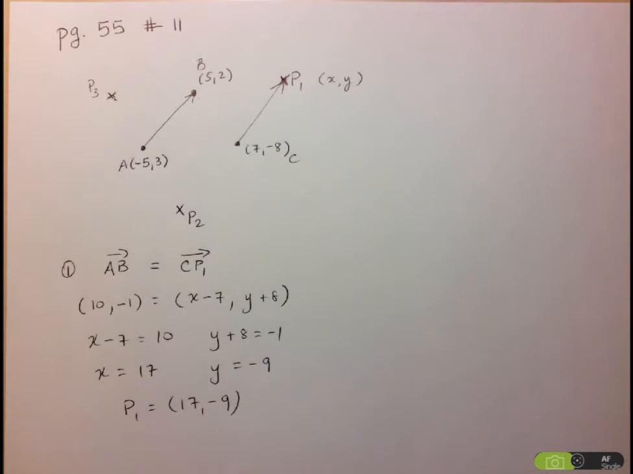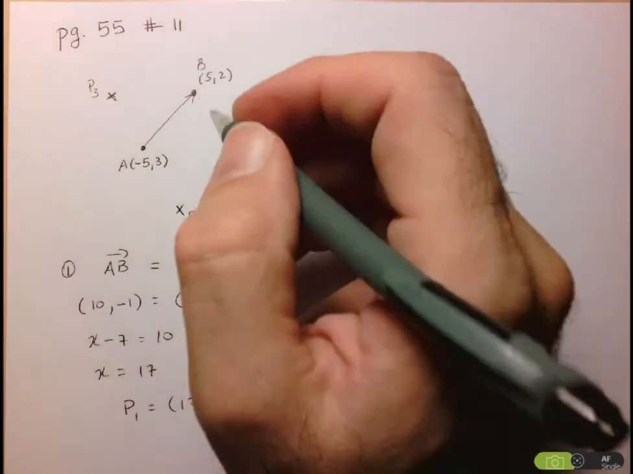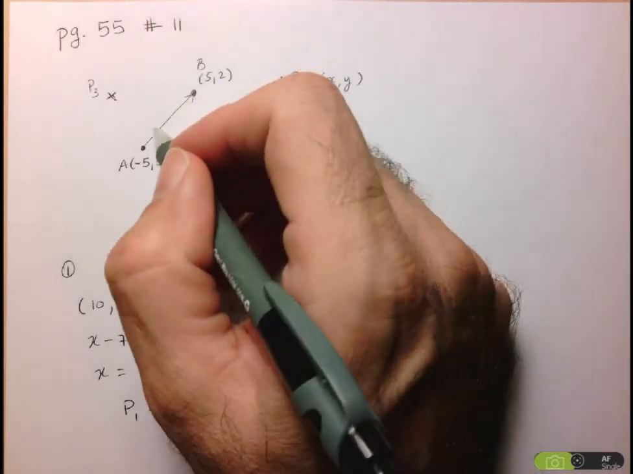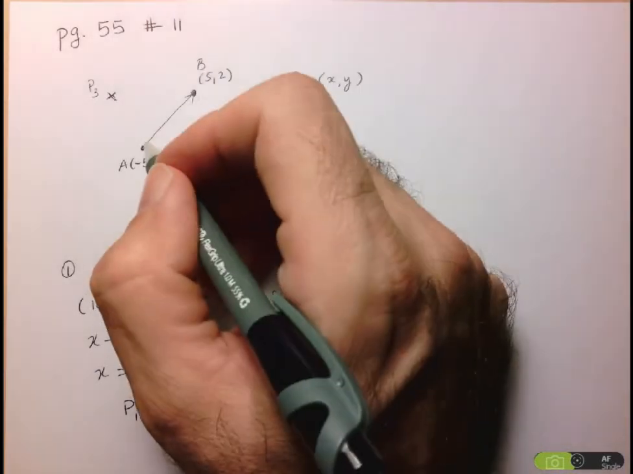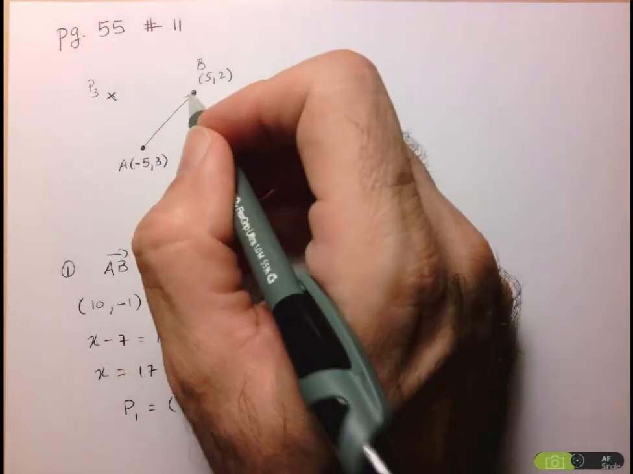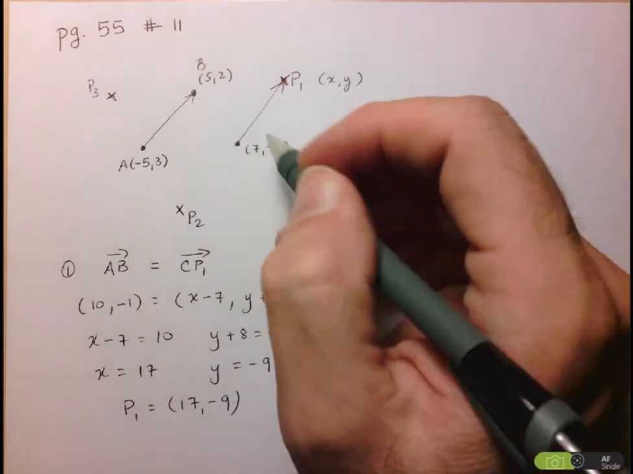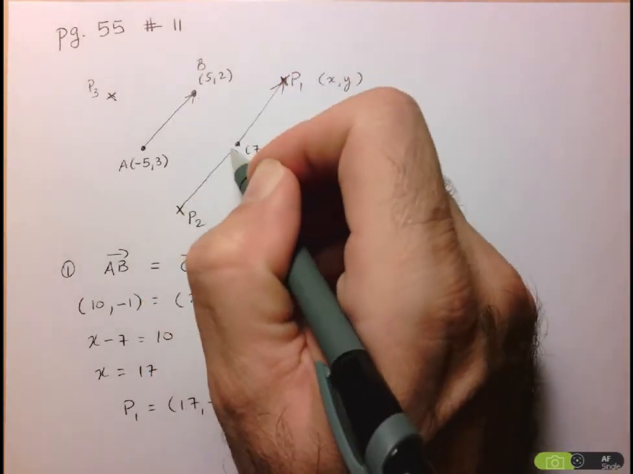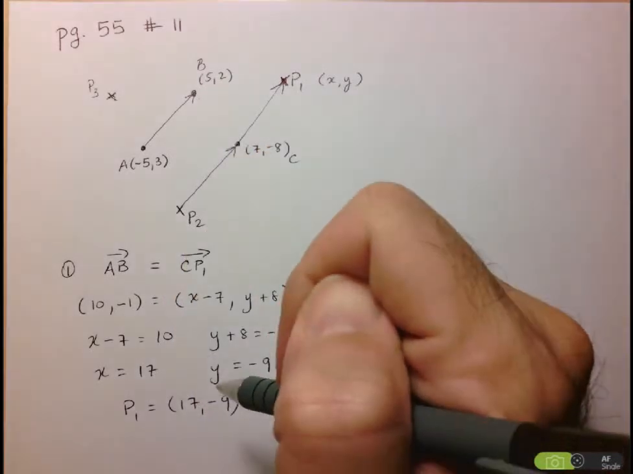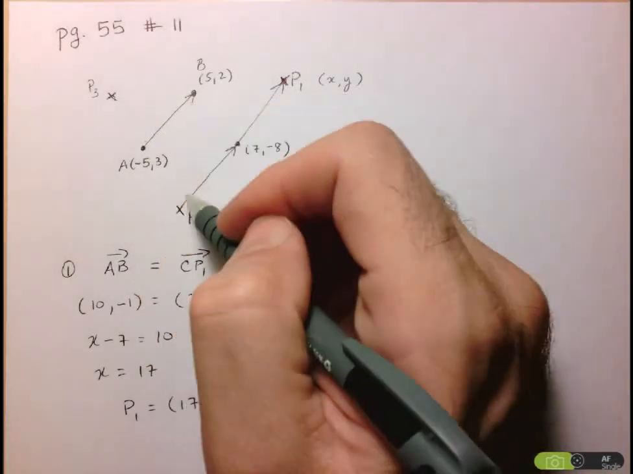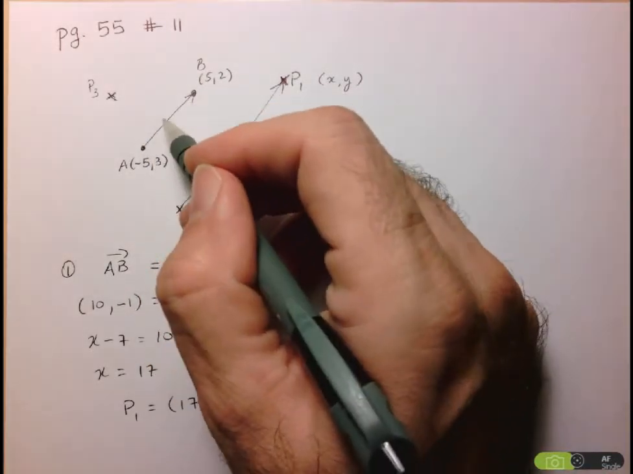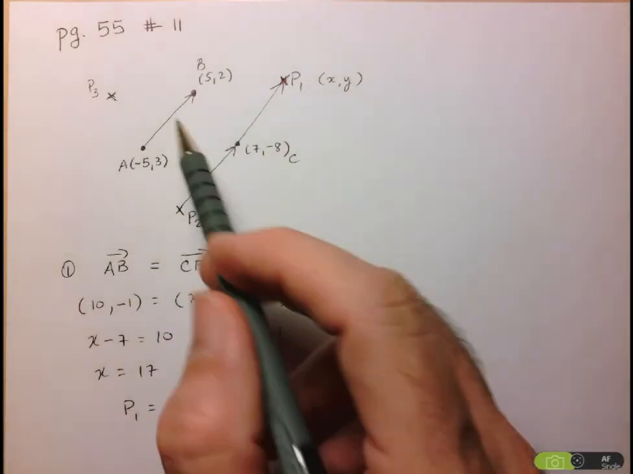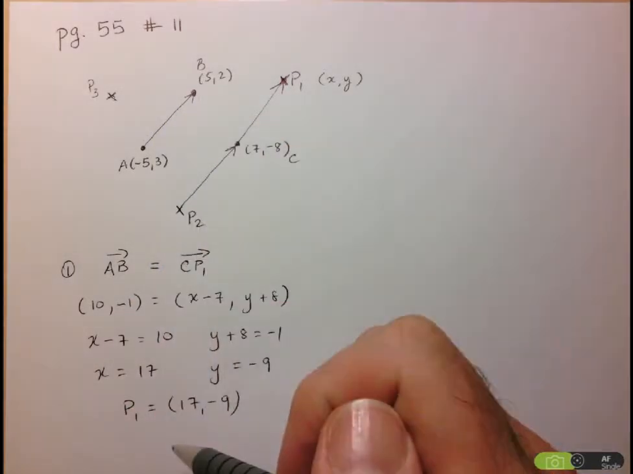Okay, so I found my first point. Let's now work with P2. Well, I still need to work with this side here, so I can still go from A to B, but instead of going from C to point 1, I'm going to go from point 2 to C. So now these two vectors are the ones that are going to have to be equal in order to get these opposite sides that are parallel and the same length.